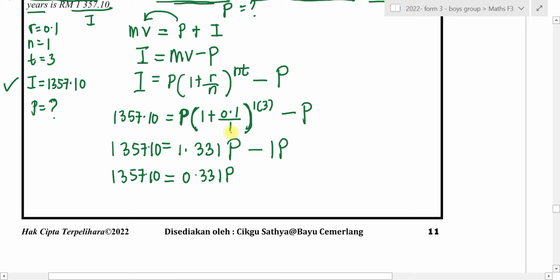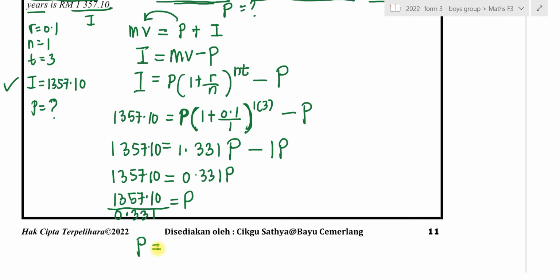1357.10. So what we are going to calculate now is the principal, right? Make your principal as your subject. Your 0.331 is multiplying with the P. So when you move to the opposite side, this 1357.10 you maintain here. This 0.331 is multiplying with the P, so when you move to the opposite side, it will be dividing by 0.331. So what will be your principal? That's the question. So 1357.10, you divide by 0.331.